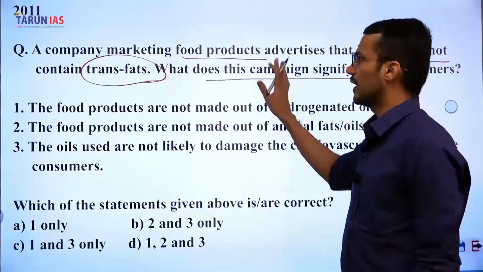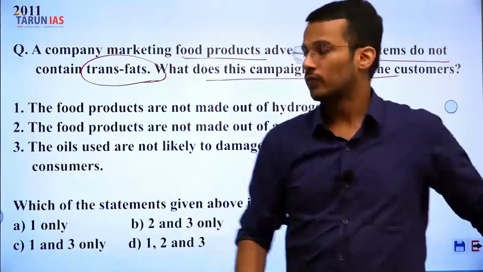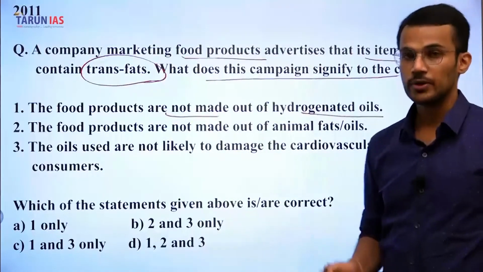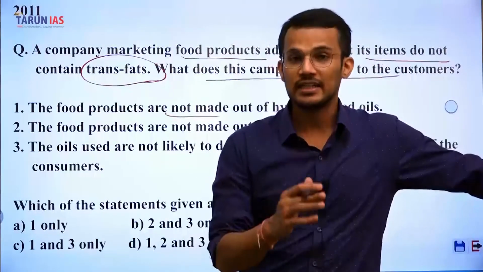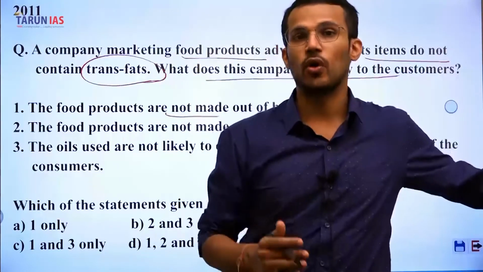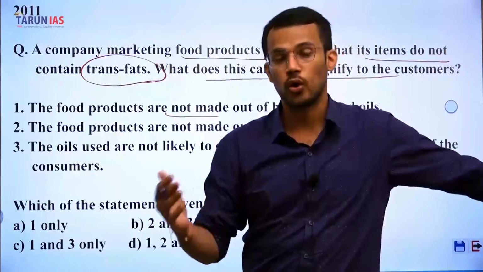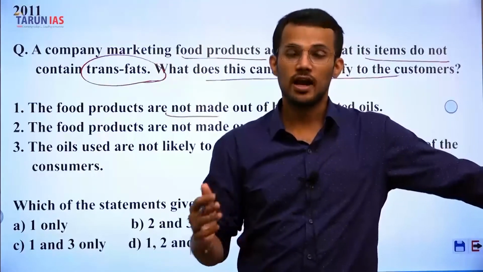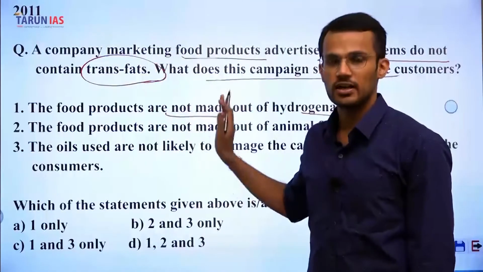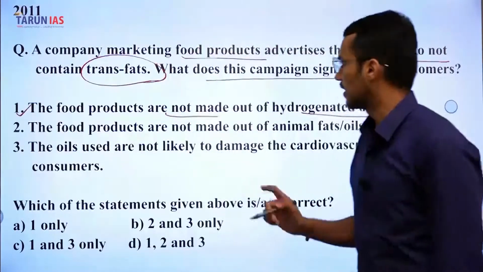And that's why if a company is marketing that its products do not contain trans fat, then for sure we can say that the food products are not made up of hydrogenated oil, because as we have discussed, in industries trans fats are produced by adding hydrogen to vegetable oil, and that oil is known as partially hydrogenated oil, right? So if that product does not contain trans fat, then for sure it is not made up of hydrogenated oil. So the first statement is correct.